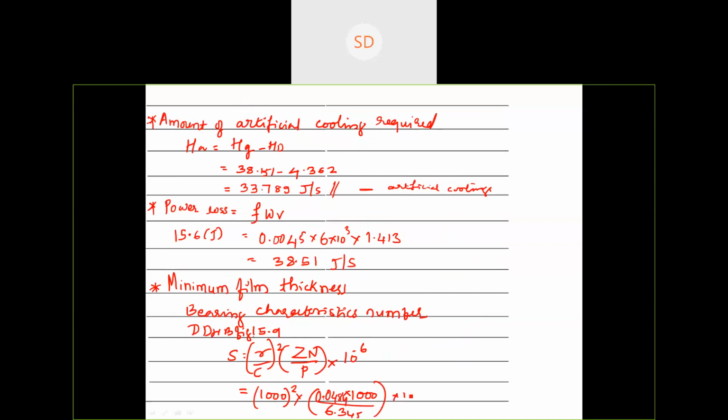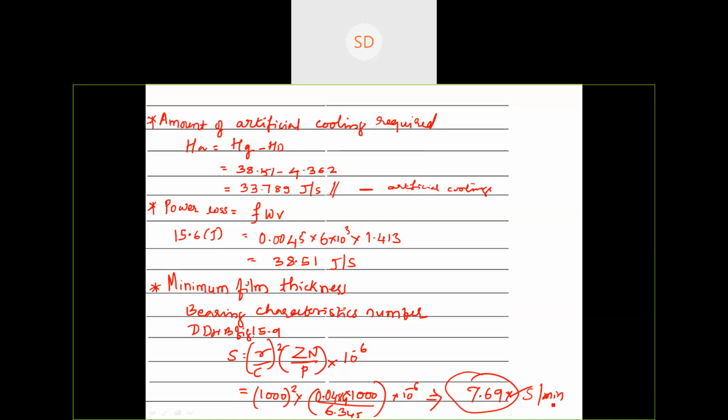0.04884 into 10 to the power of minus 6. Now you calculate how much you are going to get. 7.69. I think 7.69 is right. Okay.